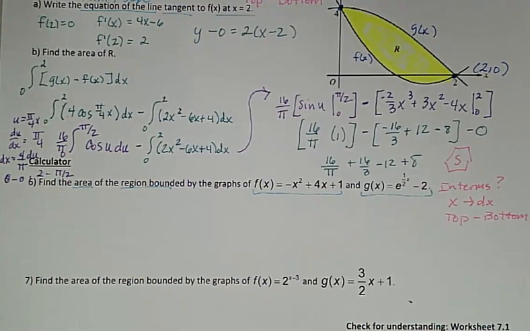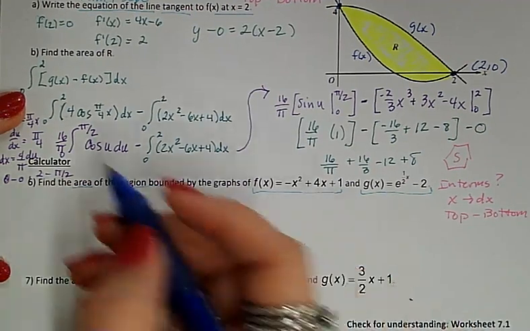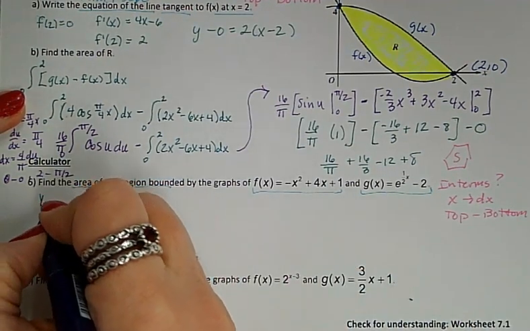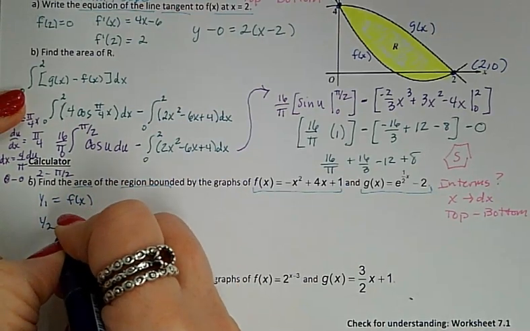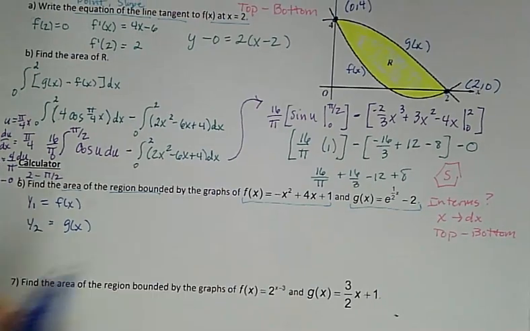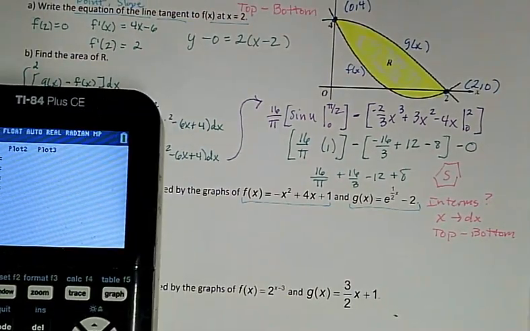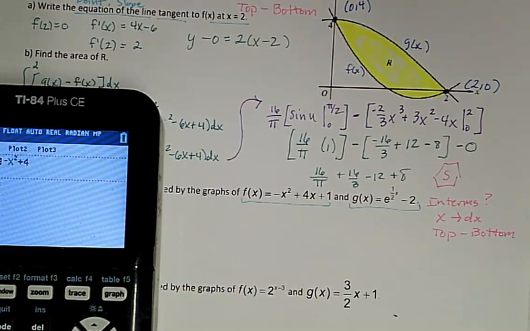All right, so now as we go to our calculator, what is it we're putting in the calculator? So in my y1, I'm going to enter my f of x function, and in my y2, I'm going to enter my g of x function. So I'm going to take my calculator in y1, I'm going to put negative x squared plus 4x plus 1. And in my y2, I'm going to put e to that, and I'm going to make it look just like it does on my paper.